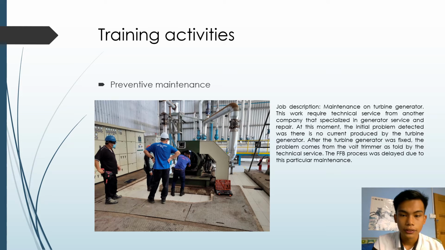Next is maintenance on turbine generator. This work requires technical service from another company that specializes in generator service and repair. At this moment, the initial problem detected was there is no current produced by the turbine generator. After the turbine generator was fixed, the problem comes from the bolt trimmer installed by the technical service man. So the FFB process was delayed at this time due to this particular maintenance.